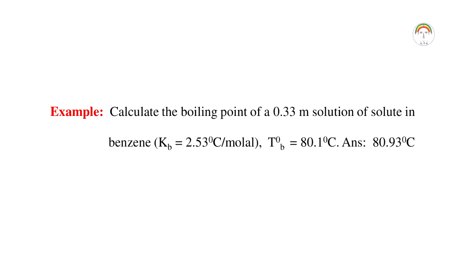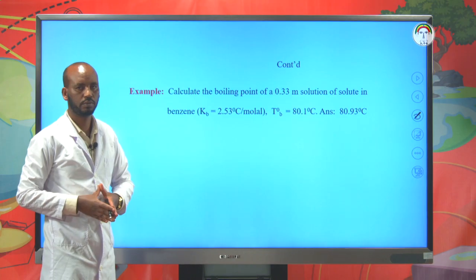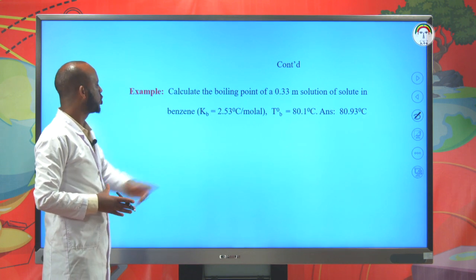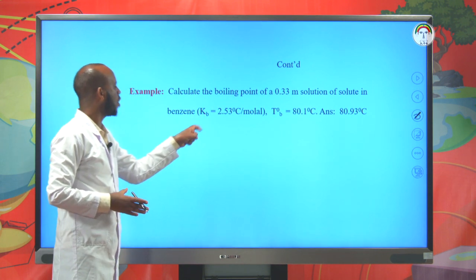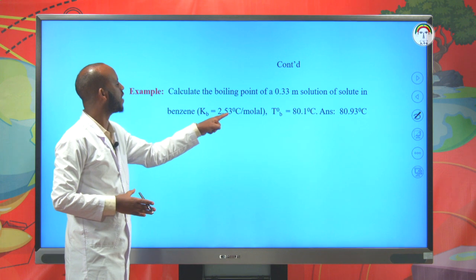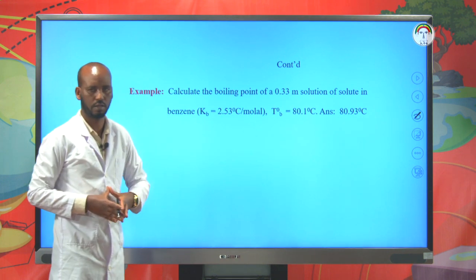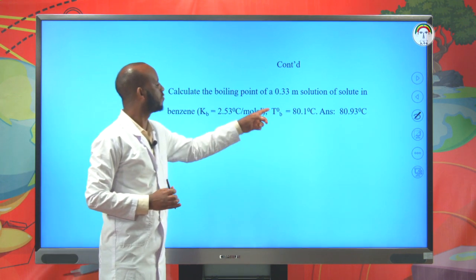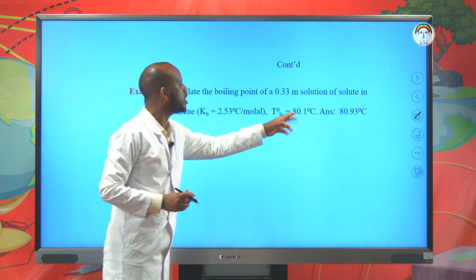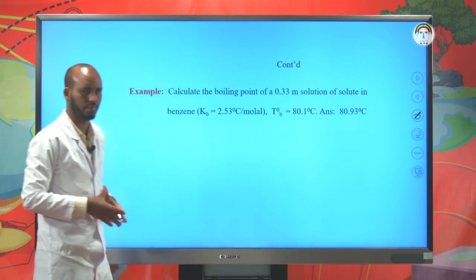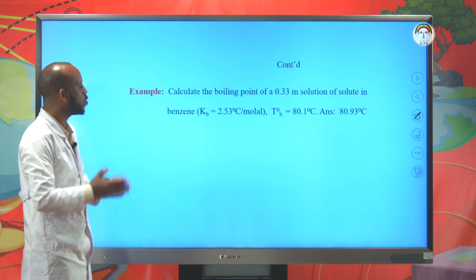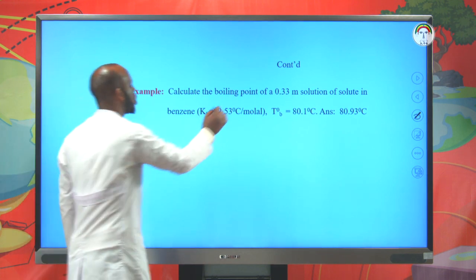Example: calculate the boiling point of a 0.33 molar solution of solute in benzene. The boiling point elevation constant of benzene is 2.53 degrees centigrade per molar. The boiling point of pure benzene is 18.1 degrees centigrade. You are asked to calculate the boiling point of the solution.